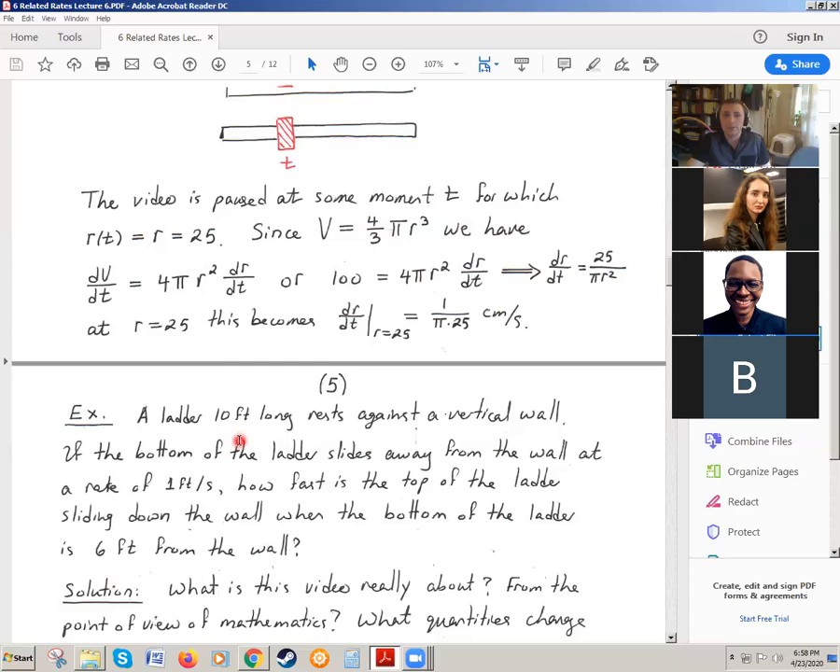Here is another example. Okay, guys, get ready, and we will solve it together. A ladder is 10 feet long, and it rests against a vertical wall. The bottom of the ladder is sliding away from the wall at a rate of 1 foot per second. How fast is the top of the ladder sliding down the wall when the bottom of the ladder is 6 feet from the wall? You understand what the question is?